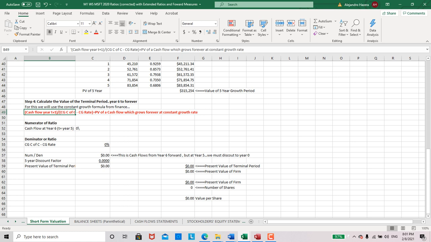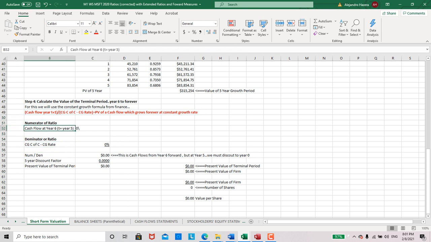This formula is going to have a numerator and denominator. If you want the present value of a cash flow today that goes in the future at a constant growth rate, and by constant growth, we mean a very slow growth rate, here's the formula you're going to use. We take the cash flow at year t plus 1, which means the current year plus 1 year up, and divide it by the constant growth cost of capital, CGCOC, minus the constant growth rate.